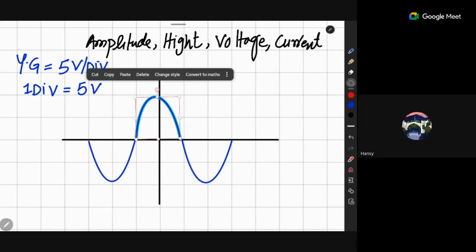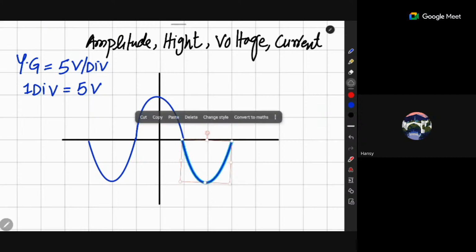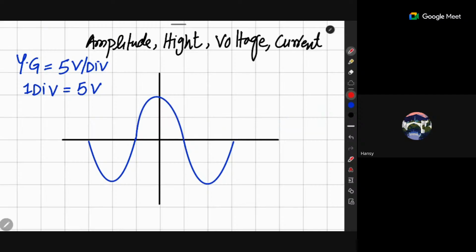Okay, now check this wave. This wave is having some height. Let me shift this over here. Yeah, that is fine. Now, this wave has a height. How many divisions does it occupy? Almost two divisions.